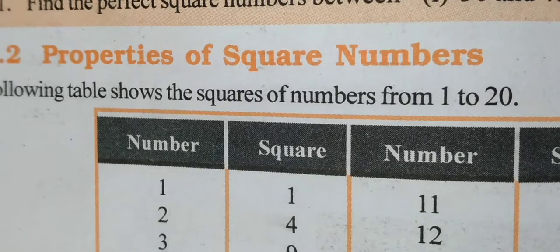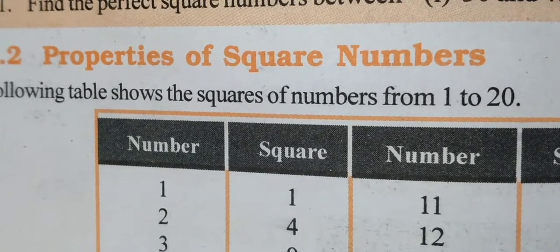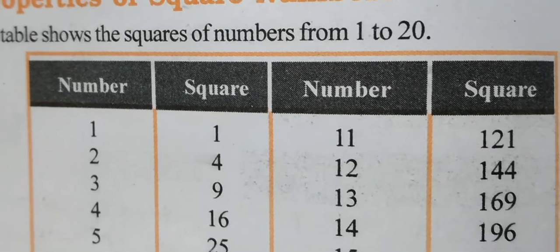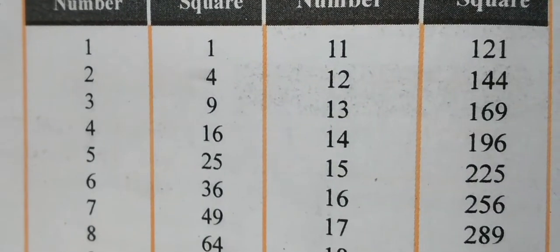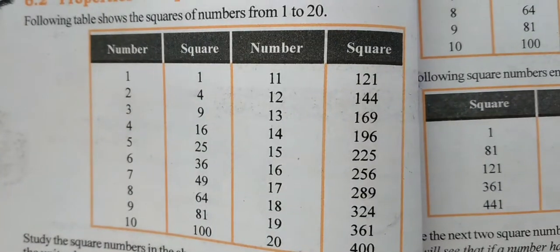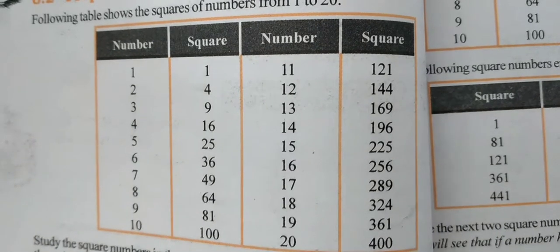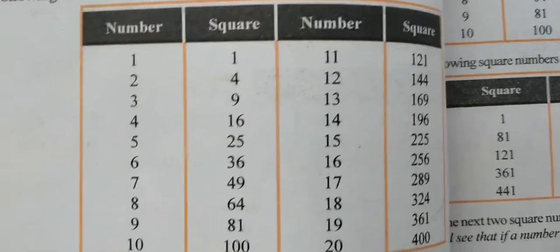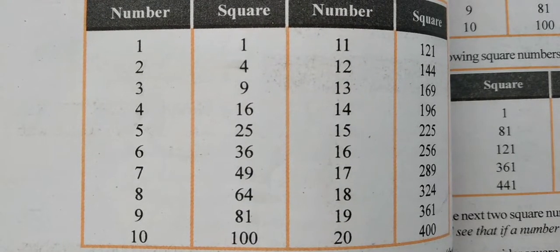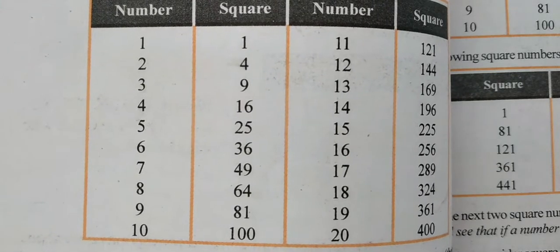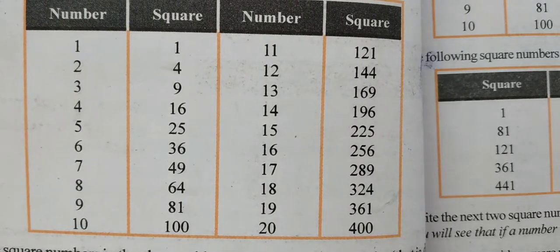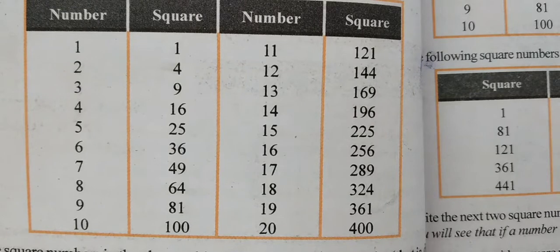Properties of square numbers. Well, here in the table which is given below, it has squares of numbers from 1 to 20. You can see here numbers 1 to 20, squares of numbers 1 to 20 is given to you, and look here, you can see that. Here in this set you have 1 to 10, and the second set is 11 to 20. You just compare the squares. You can see squaring 1 is 1, squaring 11 is 121.